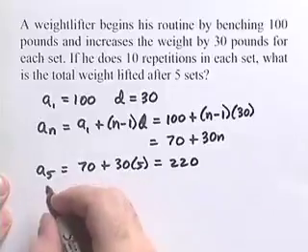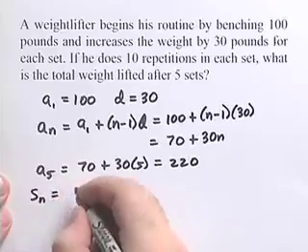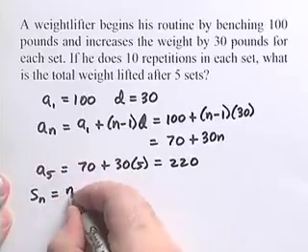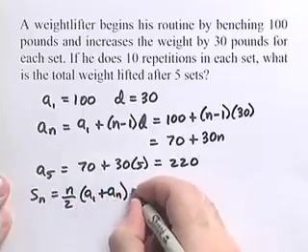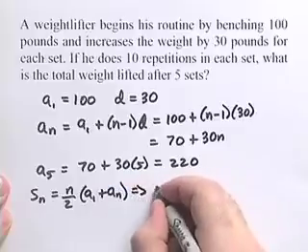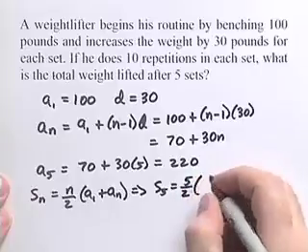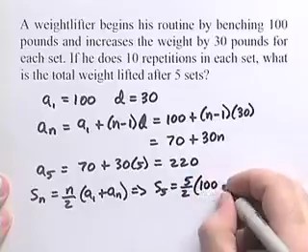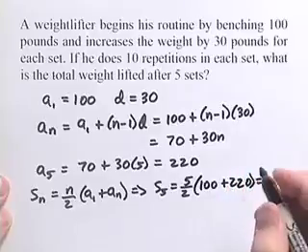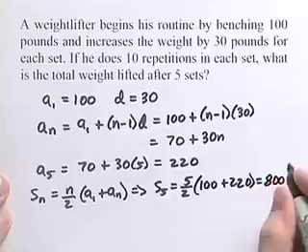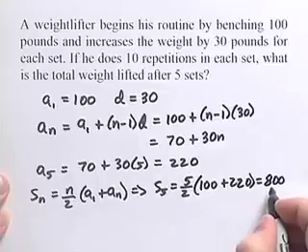We want to find the sum of the first 5 terms of the sequence. So we're looking for the sum of the first n terms in an arithmetic sequence. That's going to be n over 2 times the sum of the first and nth terms. In this case, we're looking for the sum of the first 5 terms. So we'll have 5 divided by 2 times the first term, which is 100, plus the 5th term, which is 220. And we'll get that the sum of the first 5 terms is equal to 800. So for 1 repetition in each set, the weightlifter would lift a total of 800 pounds.